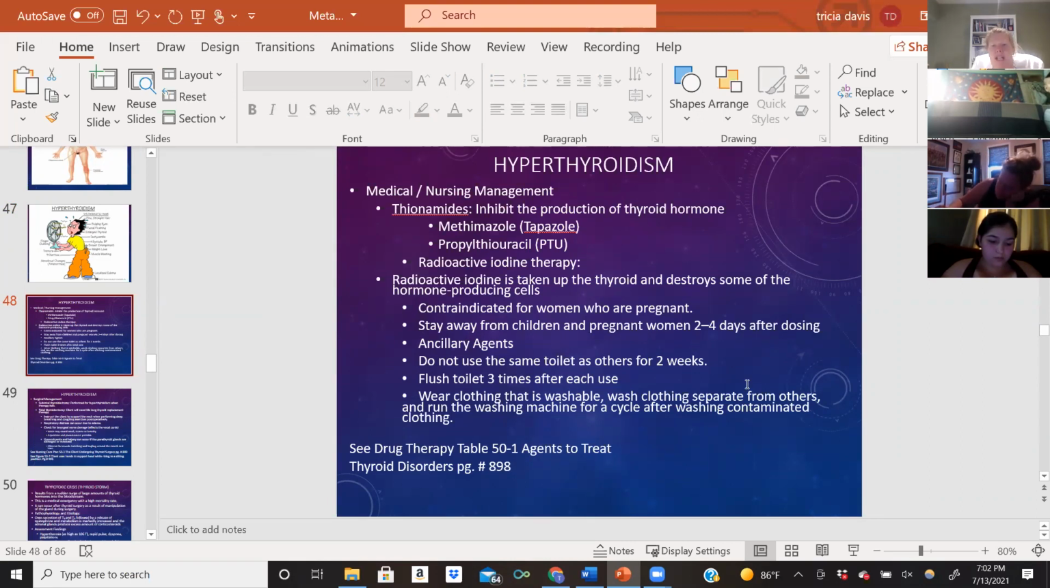So this is where radioactive iodine is going to be taken up through the thyroid, and it's going to destroy those hormone-producing cells. Radioactive iodine therapy is going to be contraindicated for women who are pregnant, so it's not safe when you're pregnant. If you are taking this therapy, you would want to stay away from children and pregnant women 2 to 4 days after you received your dose to avoid any exposure to them.